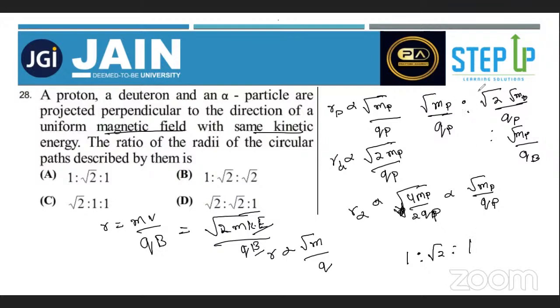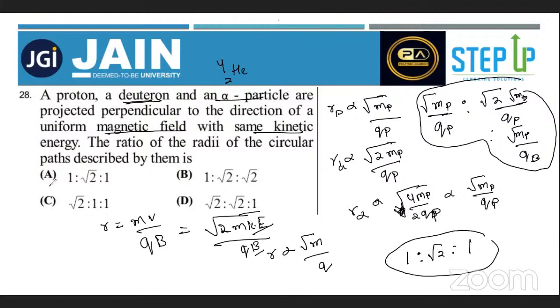I think it is clear now. This is the basic ratio. Root mp, root mp, root mp is constant, qp is constant. Only the rest changes, so here I'll get 1 is to root 2 is to 1. Deuterium is basically 2 times proton in mass. The alpha particle is basically helium, with 2 and 4. So this is what I think should be the answer. So number 8, check your answer.